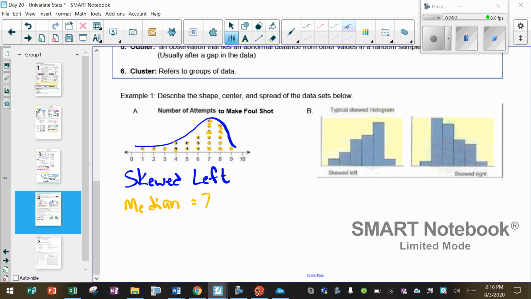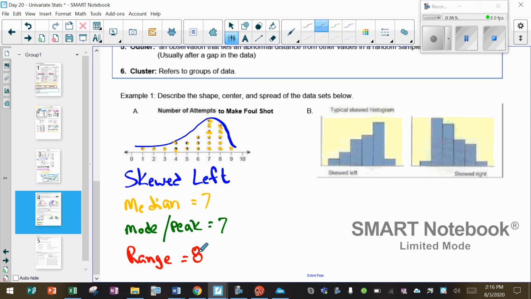Our mode, the number that shows up most often, most frequently, is where the peak occurs, which is at 7. And then the spread of the data, our range, max minus min, 9 minus 1, is 8.